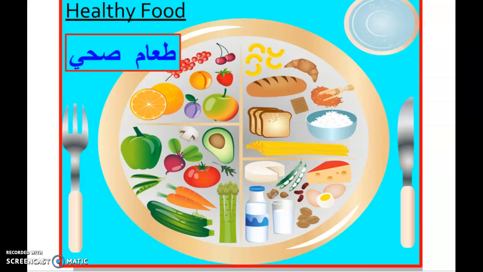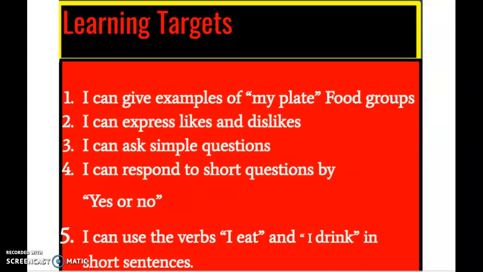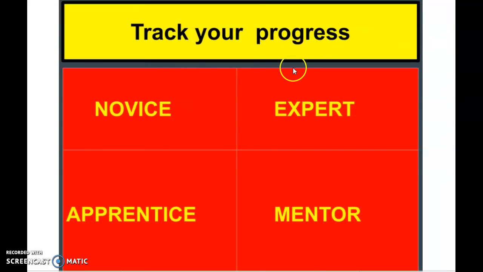This is the first slide we looked at last week, and let's see what we have to do. Learning targets did not change. You're going to be able to give examples of your food groups in your plate. You'll be able to express likes and dislikes, ask simple questions, respond to questions by نعم أو لا, and use the verbs آكل for I eat and أشرب for I drink.